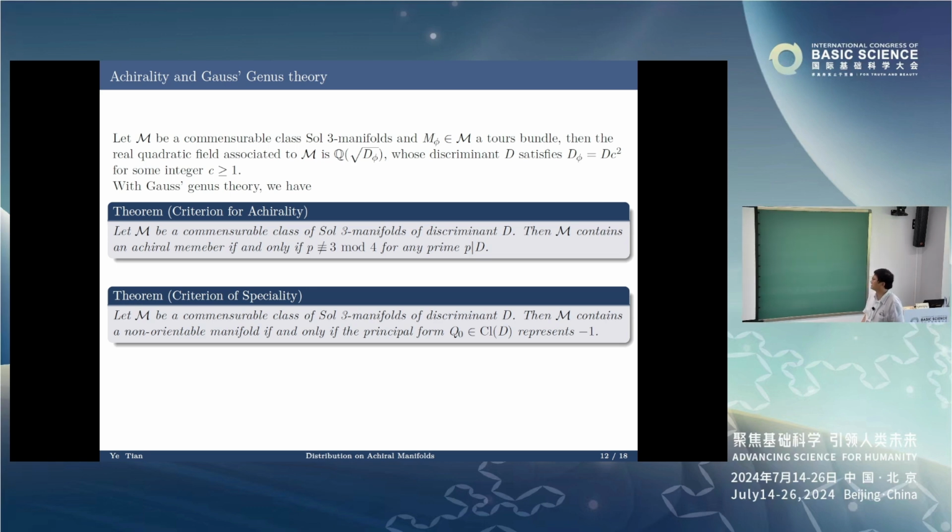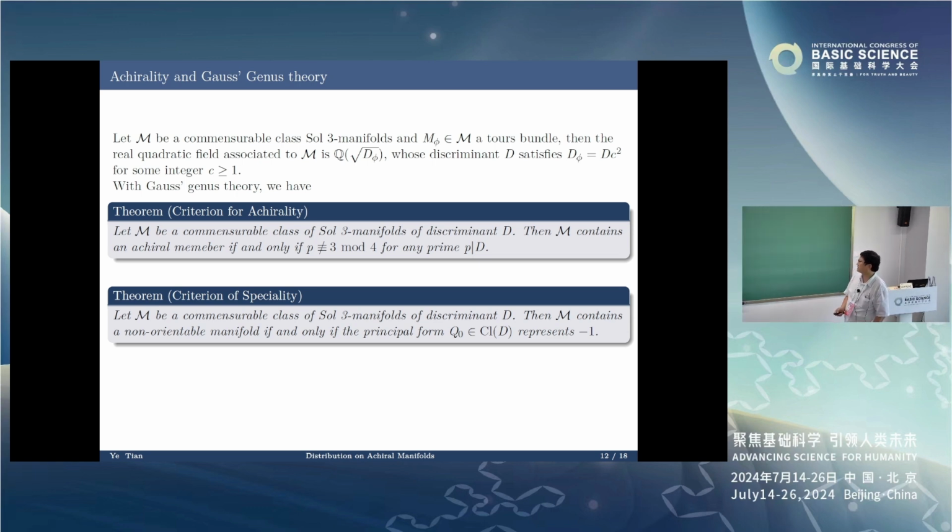The commensurable class whose real quadratic field has discriminant D contains a non-orientable manifold if and only if the principal form represents -1. This means the negative Pell equation has a solution. And Gauss's genus theory tells you a necessary condition for the negative Pell equation to have a solution, namely that D is not divisible by any prime congruent to 3 mod 4. This is equivalent to achirality.